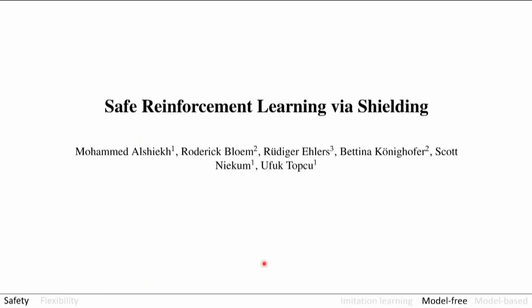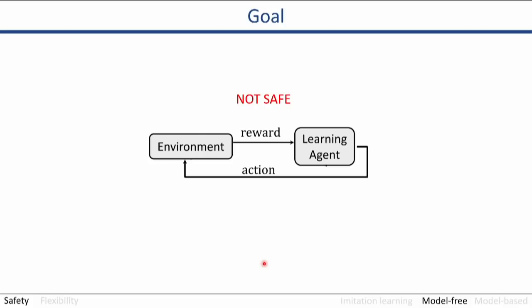Okay, let's move on to model free. This is a paper called Safe Reinforcement Learning via Shielding. Again, in general, it's the same exact goal. Here's our standard reinforcement learning loop. You have your environment, you get some reward, your learning agent takes an action, and you do this loop. And by construction, there's nothing at all in this formulation about safety.